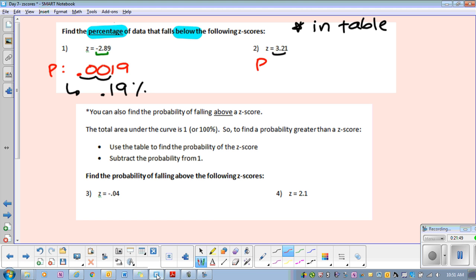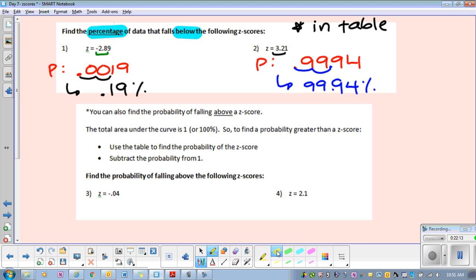Probability is 0.9994. So guys, what is the percent? 99.94%. Good. That means 99.94% of the data falls below that z-score. So we just found below. Below is what is on the table.